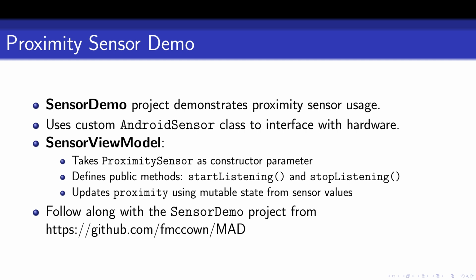To demonstrate this in action, we'll explore a proximity sensor demo. This example app uses a custom Android sensor class that abstracts away low-level sensor handling. It integrates with a view model that starts and stops sensor updates and exposes the latest reading as a state variable. You can find this sample in the GitHub repository linked in the course materials.